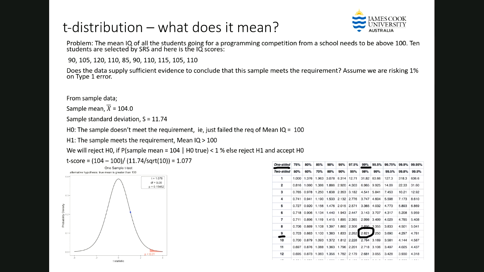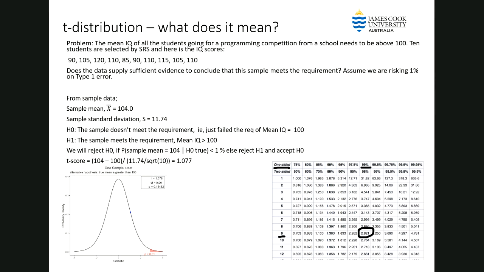That's why, from the table, we have to look up the value for one-sided, and we are after 99%, because 1% is our error. So we want 99% confidence, 99% probability. The degrees of freedom in this case are 10 minus 1, which is 9, and we get the value 2.82. So 2.82 is this critical value, but our value is 1.08.